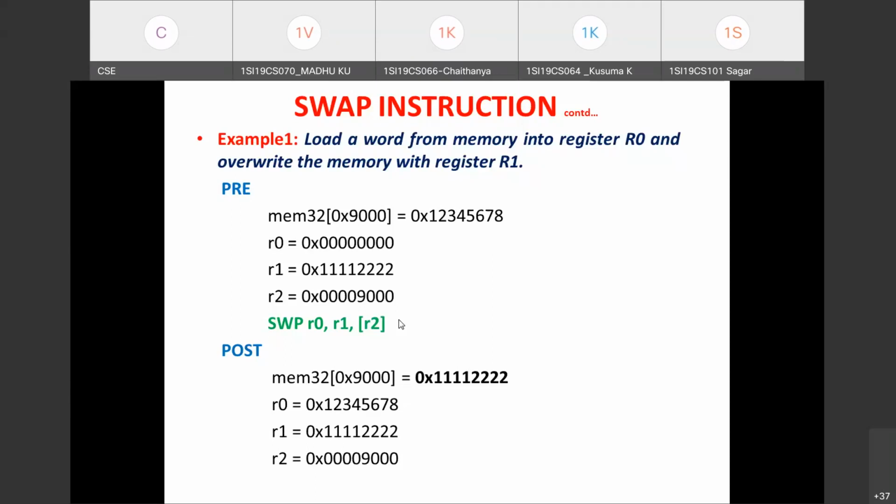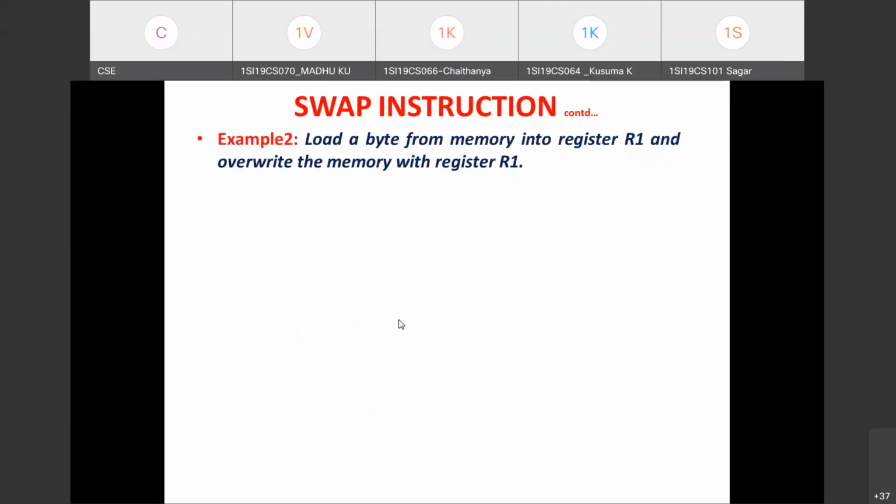Coming to one more example: load a byte from the memory into register R1 and overwrite the memory with register R1. That is, we want to perform the read and write operation with the same register. In the previous example, R1 was the source register whose content we wrote to the memory, and whatever we fetched from the memory we wrote to another register, the destination register R0. But in this example, we want both the source and destination operand to be the R1 register.